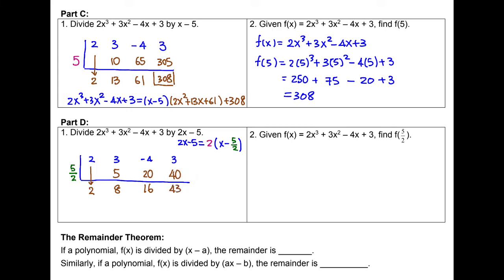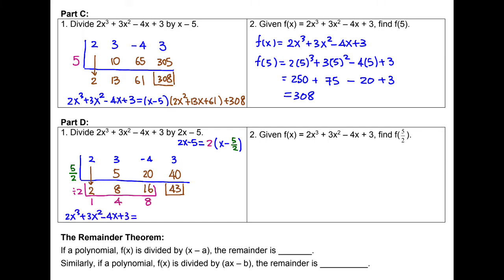One term for the divisor, one term for the remainder. So 43 is our remainder. However, this is not our real quotient yet, as our divisor has been increased by 2 times more. That means our quotient needs to be 2 times less. That means those 3 numbers need to be divided by the leading coefficient of the divisor, which is a 2. So we're going to get 1 and 4 and 8.